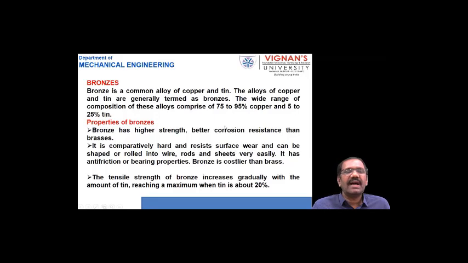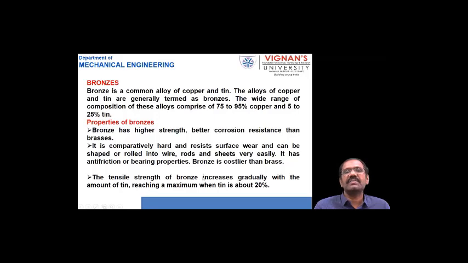Wear resistance is good, and it can be shaped and rolled into wires, rods, and sheets very easily, because, as we have seen from the start, they have good malleability and ductility. That means under tension and under compression, we can change the shape and size. That is why they can be shaped easily or rolled into wires, rods, and sheets easily. It has anti-friction or bearing properties. So bronze is tougher than the brass.